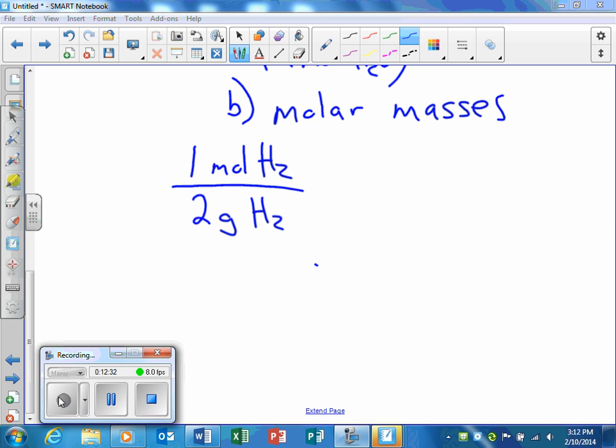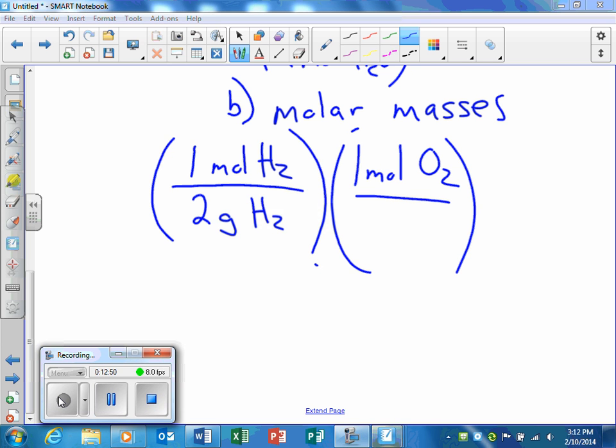So oxygen, 1 mole of O2. Look at your periodic charts and tell me what 1 mole of O2 mass is. It's 16.00. But look, it's O2. 32. 32. Anybody wondering how we got that? You multiplied 16 times 2.